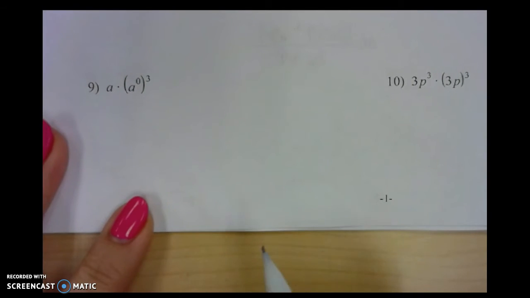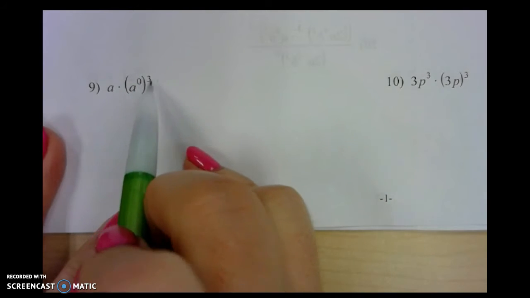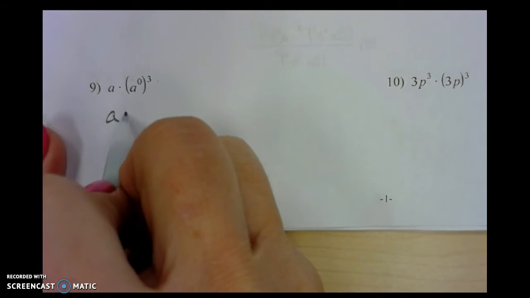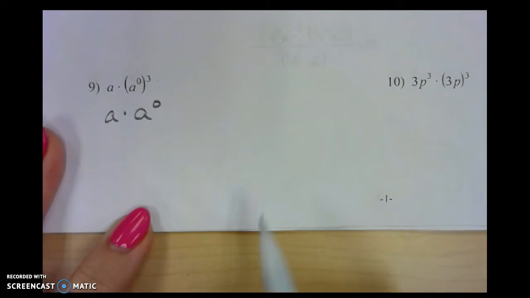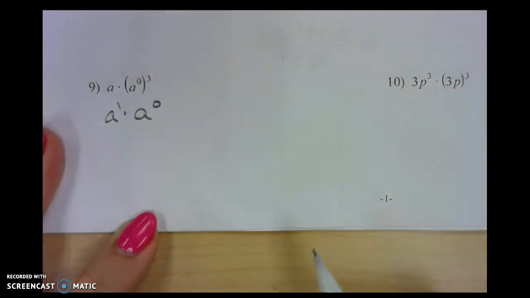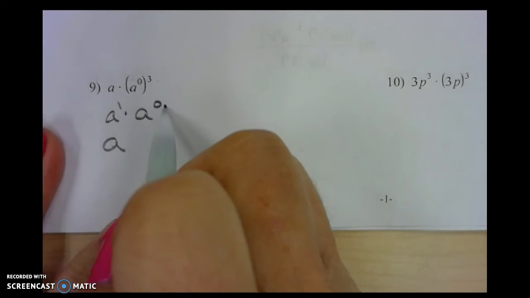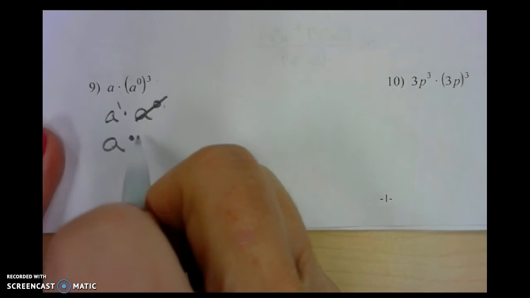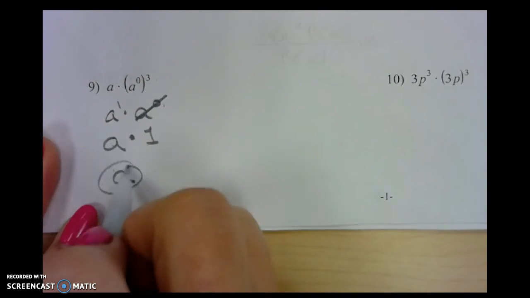On number 9, I've got a times a to the 0 to the third. A to the 0 to the third will become a times a to the 0 times 3, which is 0. This a has an exponent of 1, it stays an a. This a has a 0 exponent and becomes 1. And you end up with 1 times a, which is just a.